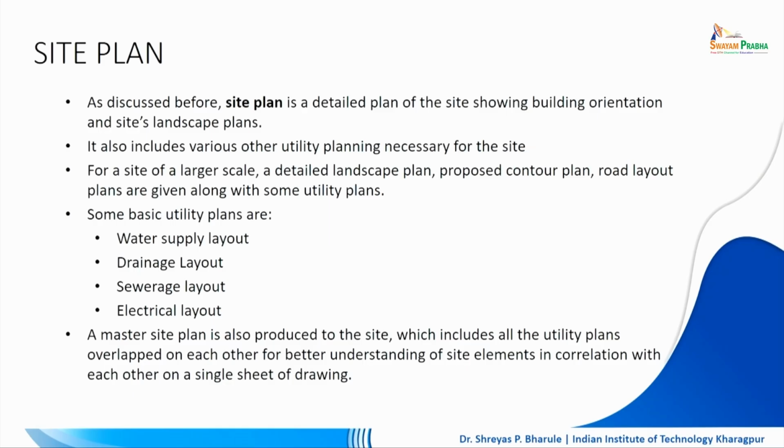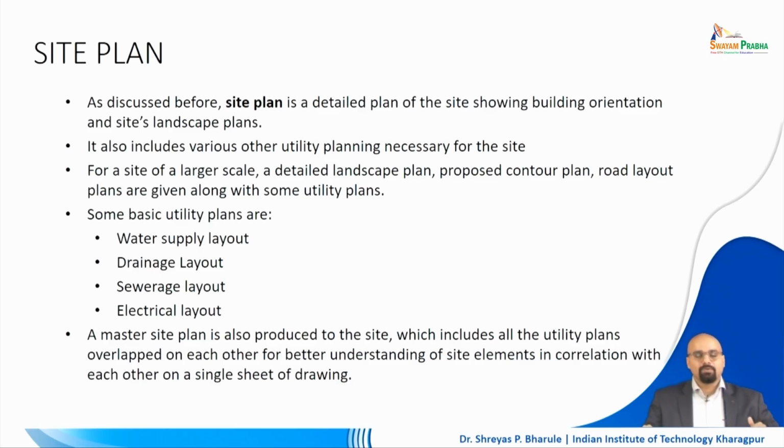We do have a site plan, as we have discussed earlier, which is a very important, very essential document when we are developing the design for a particular client as architects. In a site plan, we have the detailed orientation of the building, and once the building orientation and the location of the site landscape elements have been decided, we start working on the utilities. So, what are the things in the utilities? We have the water supply layout, the drainage layout, the sewerage layout, the electrical supply layout and other things, right.